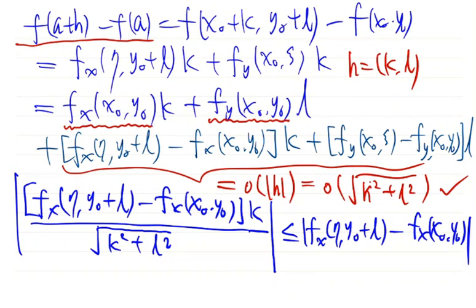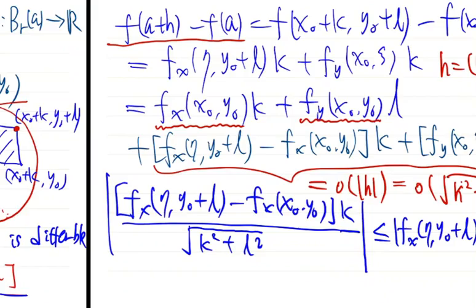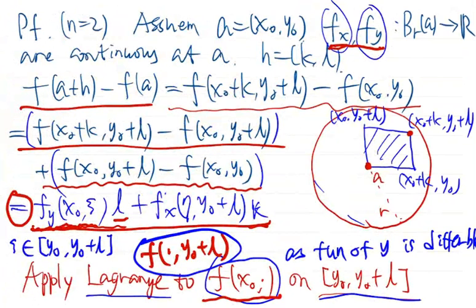But our η is obtained from applying the Lagrange theorem to this function, with y fixed and x changing in the interval from x0 to x0 plus k. So the η here is between x0 and x0 plus k. Okay, the range of η is in this interval.